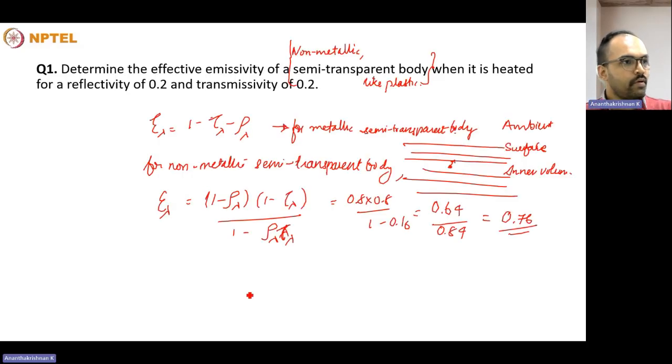The first question was based on the effective emissivity of a non-metallic semi-transparent body like plastic. In this case, there will be multiple layers, and every layer will have the emissivity, absorptivity, and transmittivity. Taking a geometric series, we get the effective emissivity of the body in terms of the reflectivity and the transmittivity.